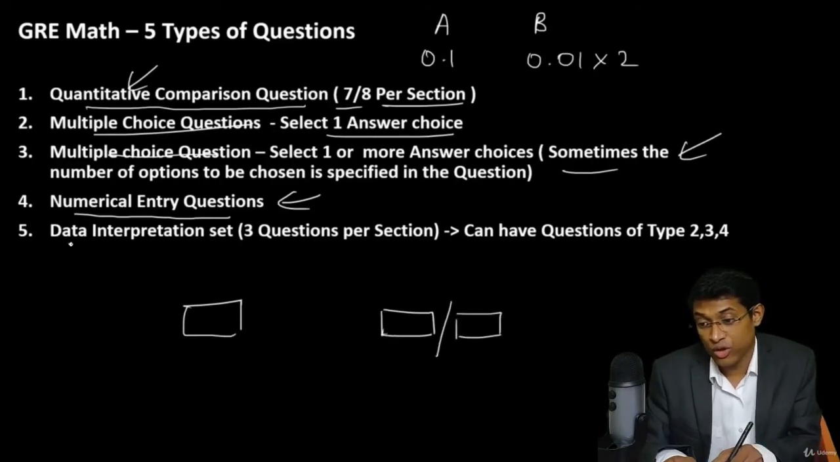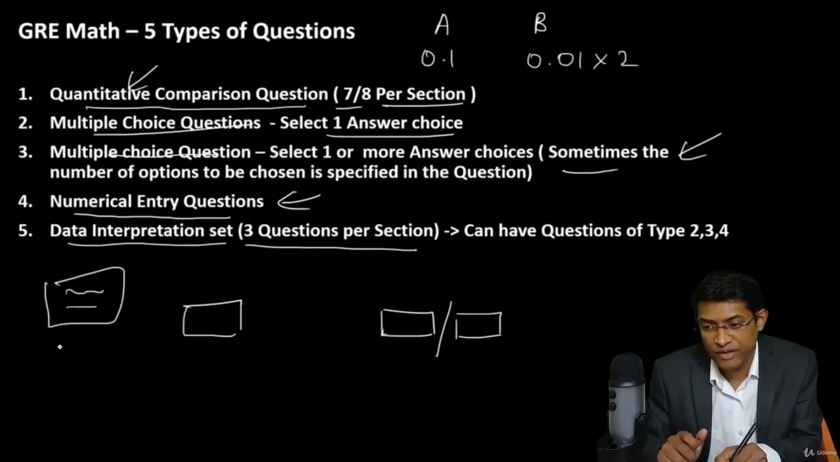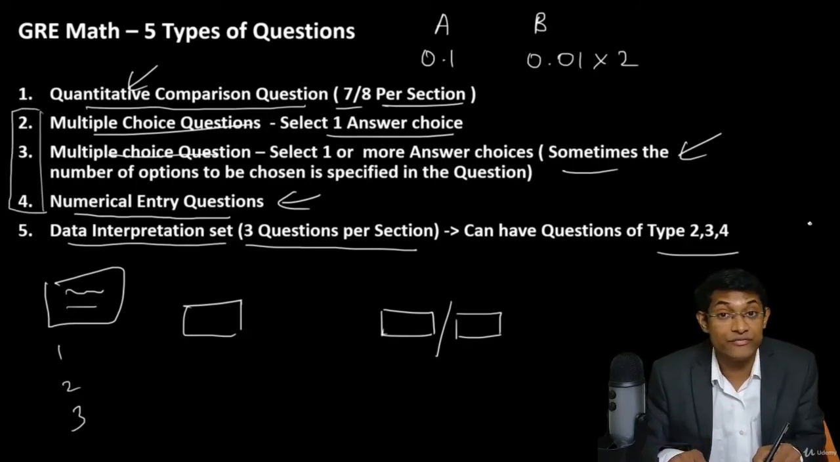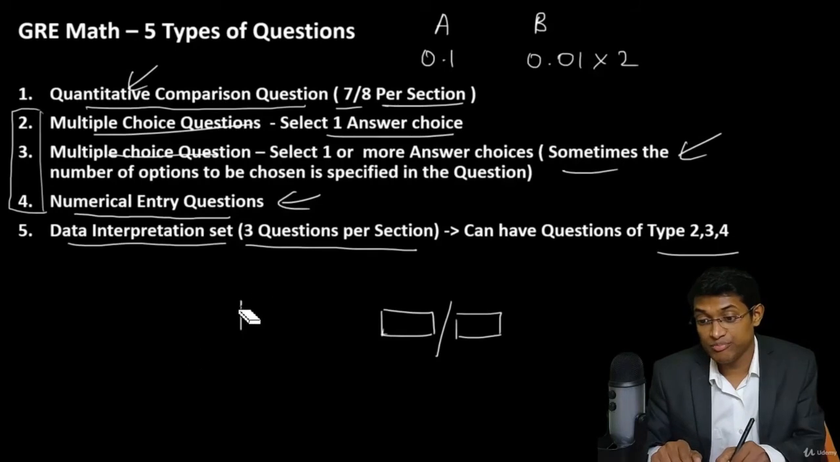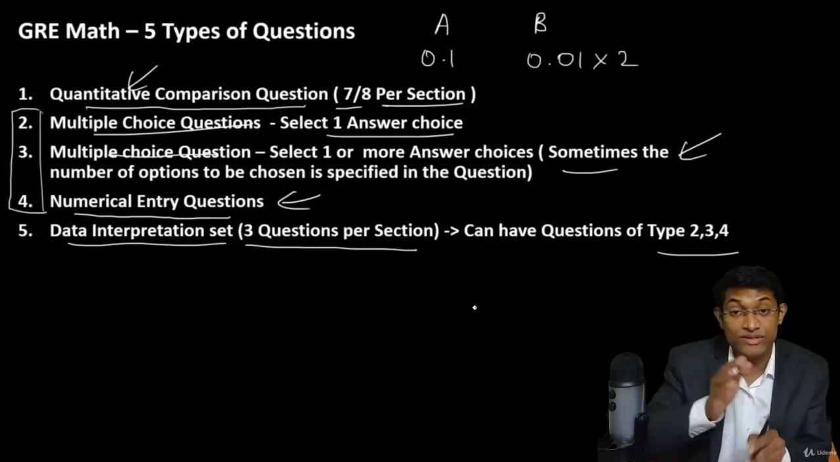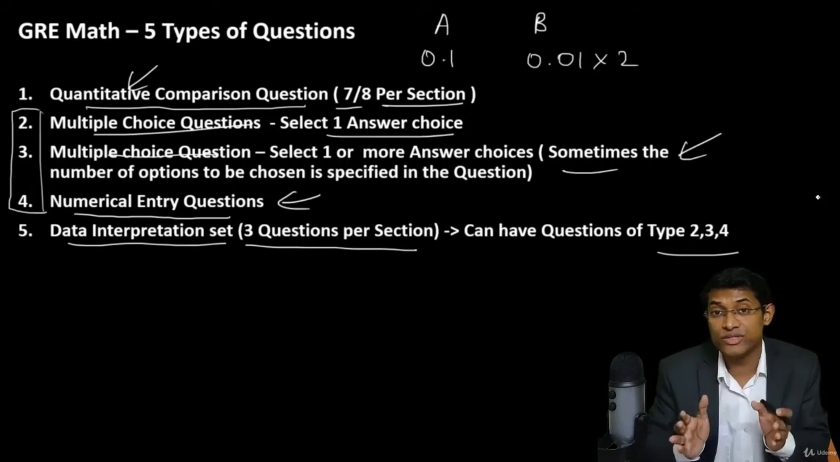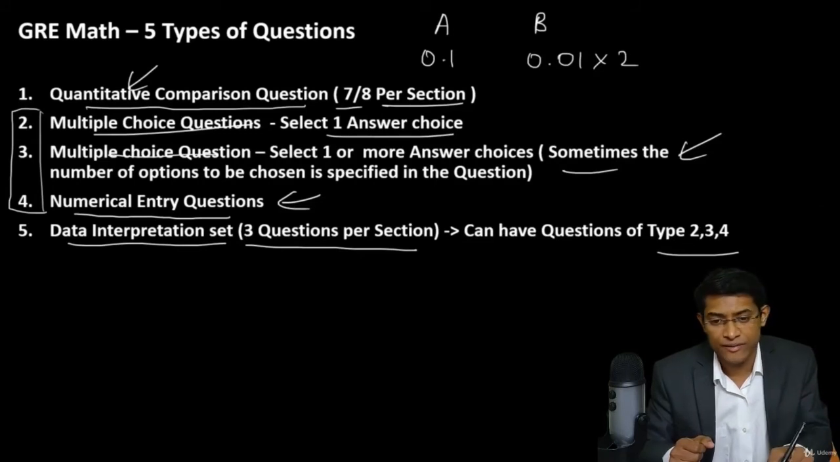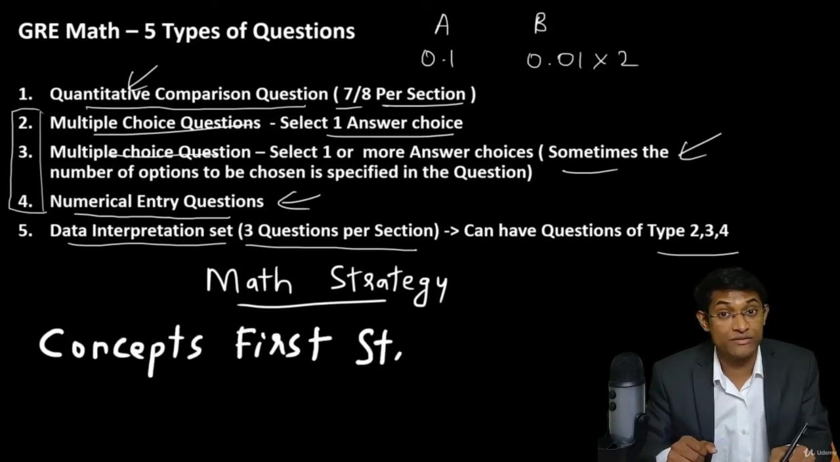All right, now you also have data interpretation questions. So that's 3 questions per section. You will have a paragraph, and based on this paragraph, you will have 3 questions, and these questions can be of type 2, 3 and 4. That is, they cannot be quantitative comparison questions. All right, now we have briefly discussed the important things to keep in mind when it comes to GRE math. Now let's discuss a strategy that you need to follow to get into the top percentile score in GRE math. Now the thing to keep in mind is that you have to have a concepts first strategy.